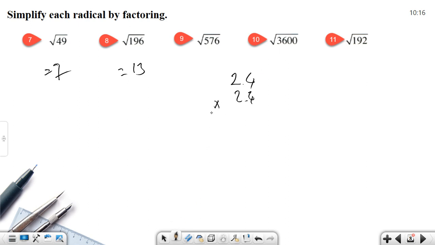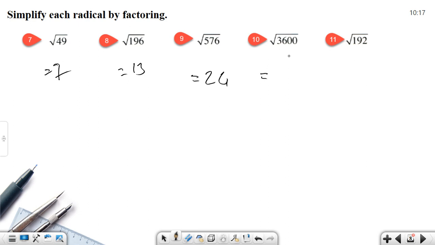Why? 4 times 4, 16. 1 is here. 4 times 2, 8. Plus 1, 9. 2 times 4, 8. 2 times 2, 4. Add them. 6, 7. 1 is here. 576. So 24 multiplied by 24 is 576. So the square root of 576 must be 24.